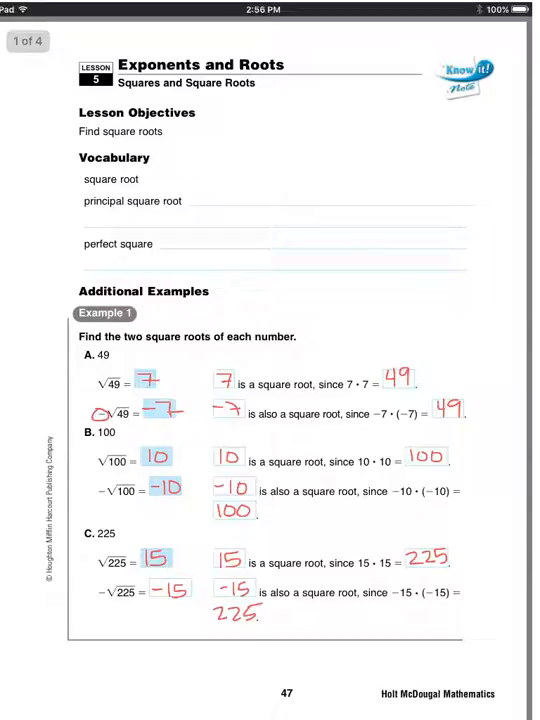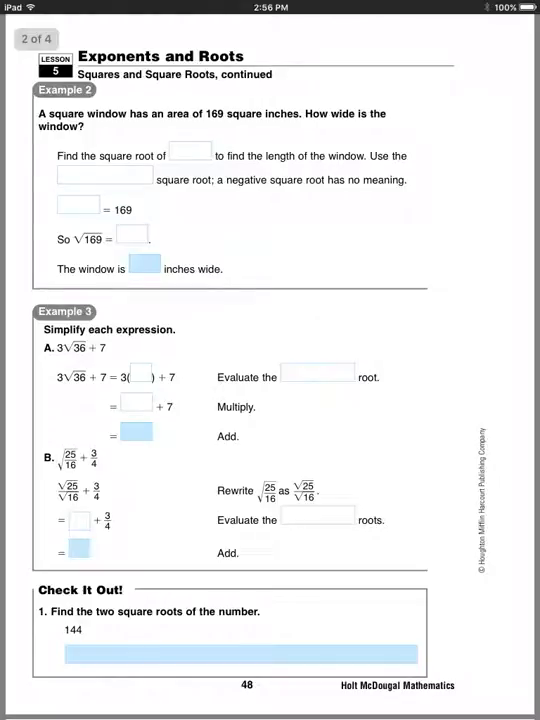And you can also just do those on your calculator. You type in 49, hit the square root sign, and it tells you that the answer is 7. It does not tell you the answer is negative 7 though as well. So if it's finding two square roots, you have to remember that it's both the positive and negative of what your calculator gives you.